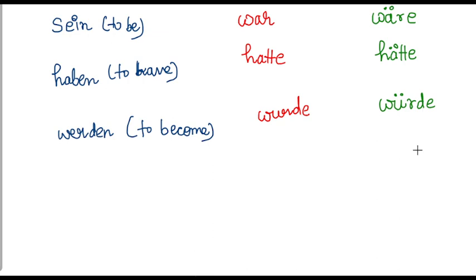Now, as we have talked in the beginning, it is just a form of a verb, so we should also learn the conjugations. So let us start with the conjugation of Konjunktiv.